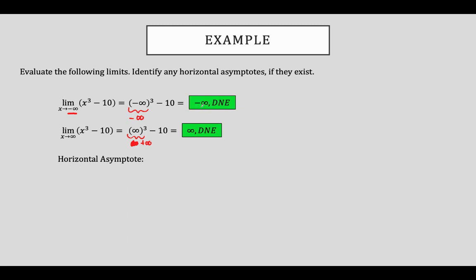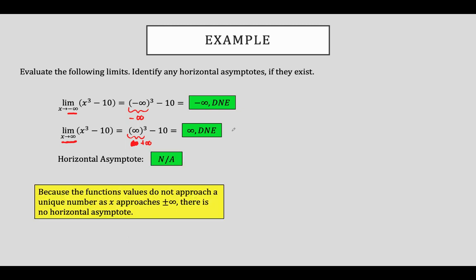The y values go down to negative infinity. The second limit here is saying as my x values go to the right, my y values are going up to positive infinity. This function is going to fall to the left and rise to the right. We do not approach a unique number L as x goes to positive or negative infinity. Therefore, we do not have a horizontal asymptote.